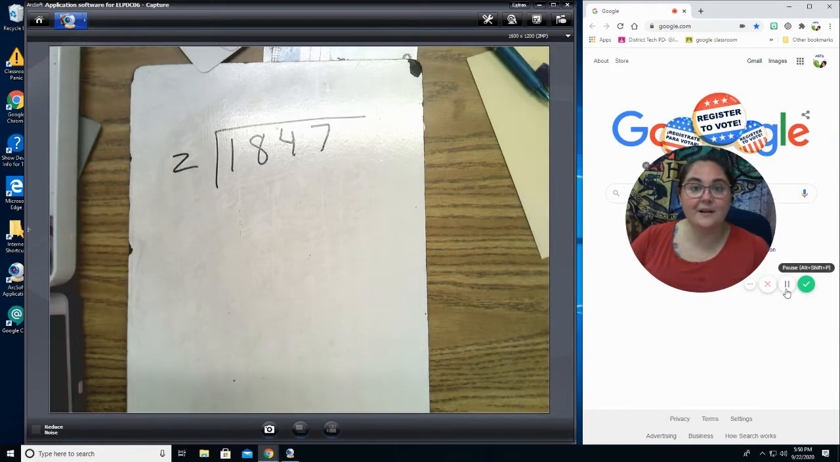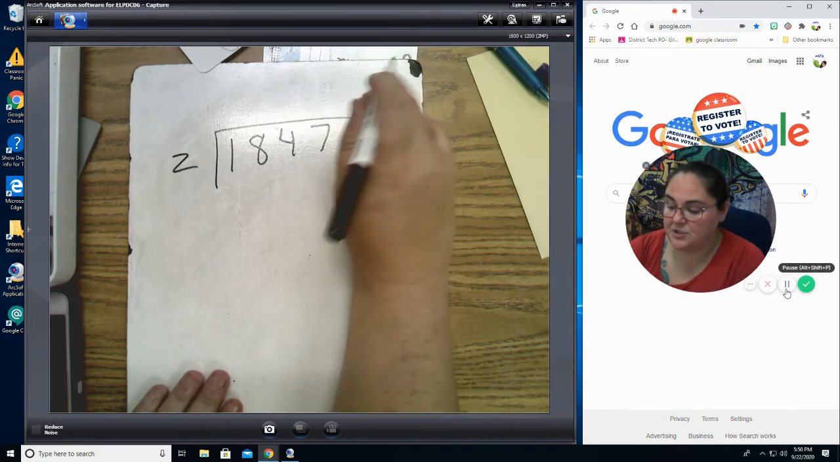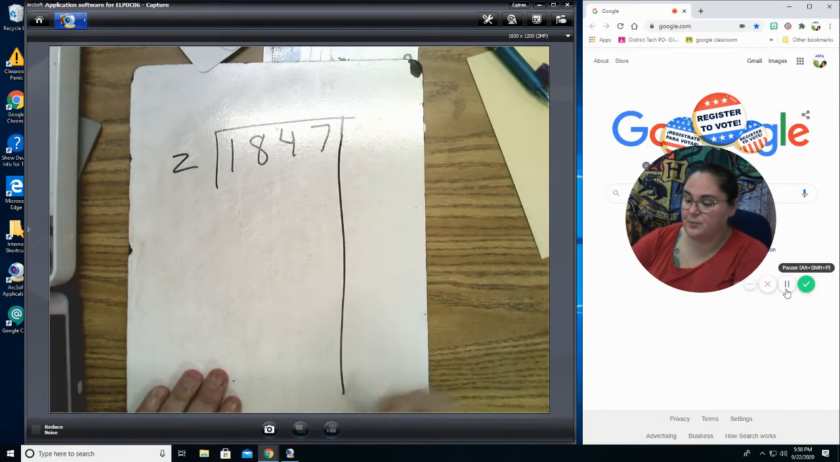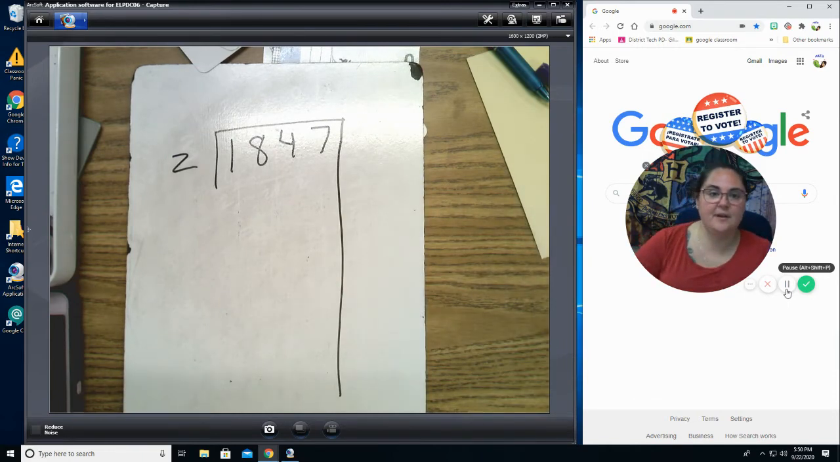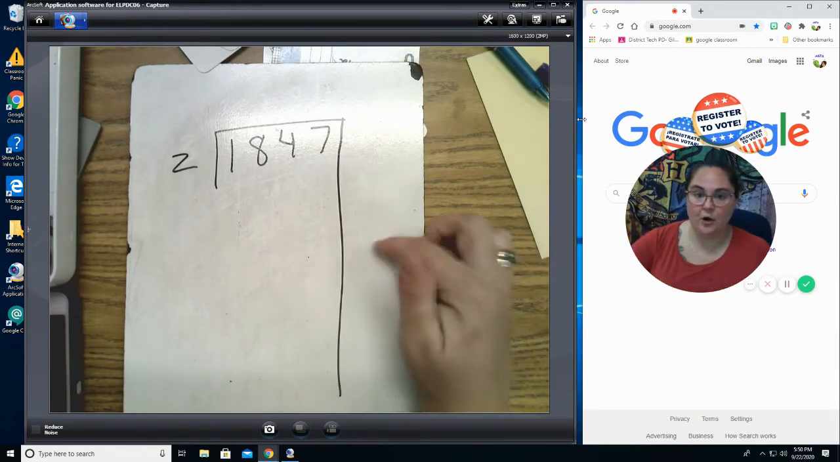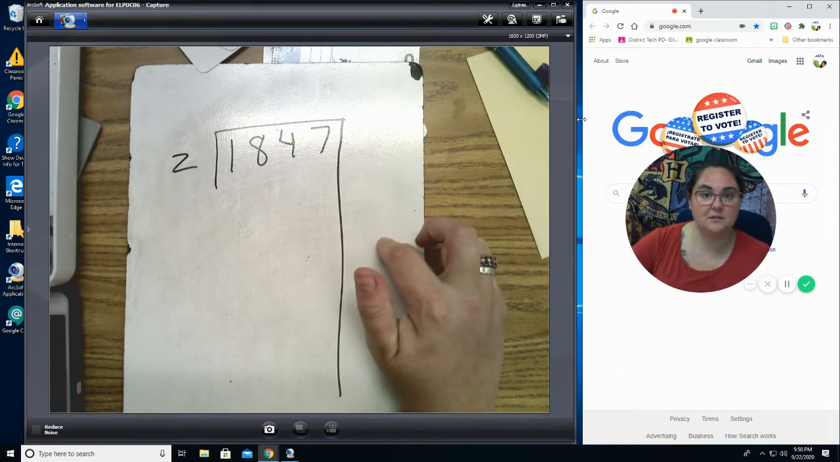All right, so the number we're going to start with today is 1,847. And we're going to divide that by 2. The way that you set up partial quotients is you start by drawing a super long line down the side. The reason why you do that is because we're going to use the area over here to the side to help us out.